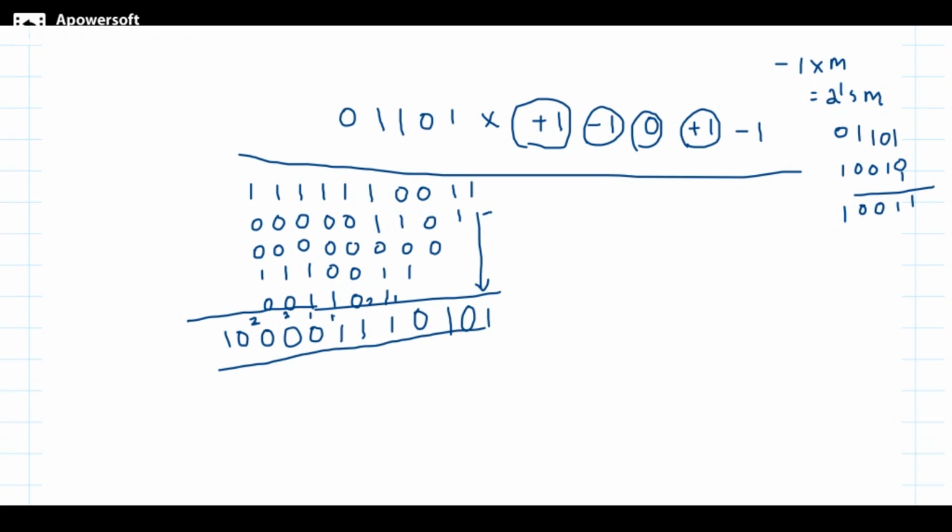But I can consider the first 10 bits, so I can discard this one. So I can say that after adding the partial products, we get the value as plus 117.